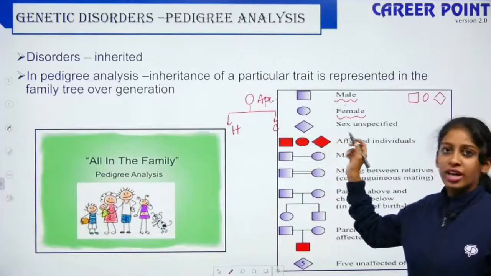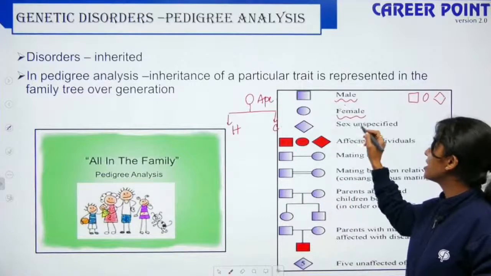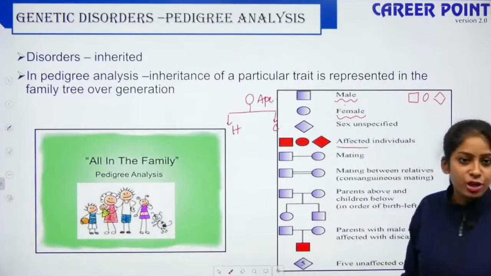So everything is shaded or given a different color, which means it is an affected individual.